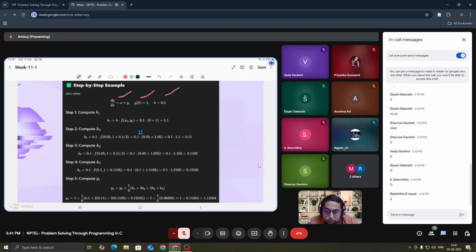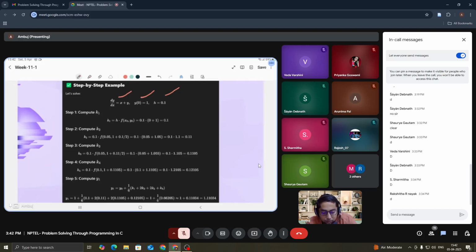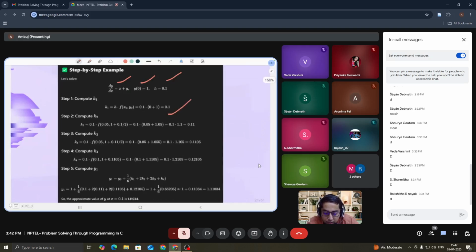So you write down the expression for k1. You already know the K1 value, which is h into f(x0, y0). h is 0.1, multiplied by f, which is x + y, with x0 = 0 and y0 = 1. So 0.1 multiplied by (0 + 1) is equal to 0.1. So k1 is calculated directly, and k1 is known to me.